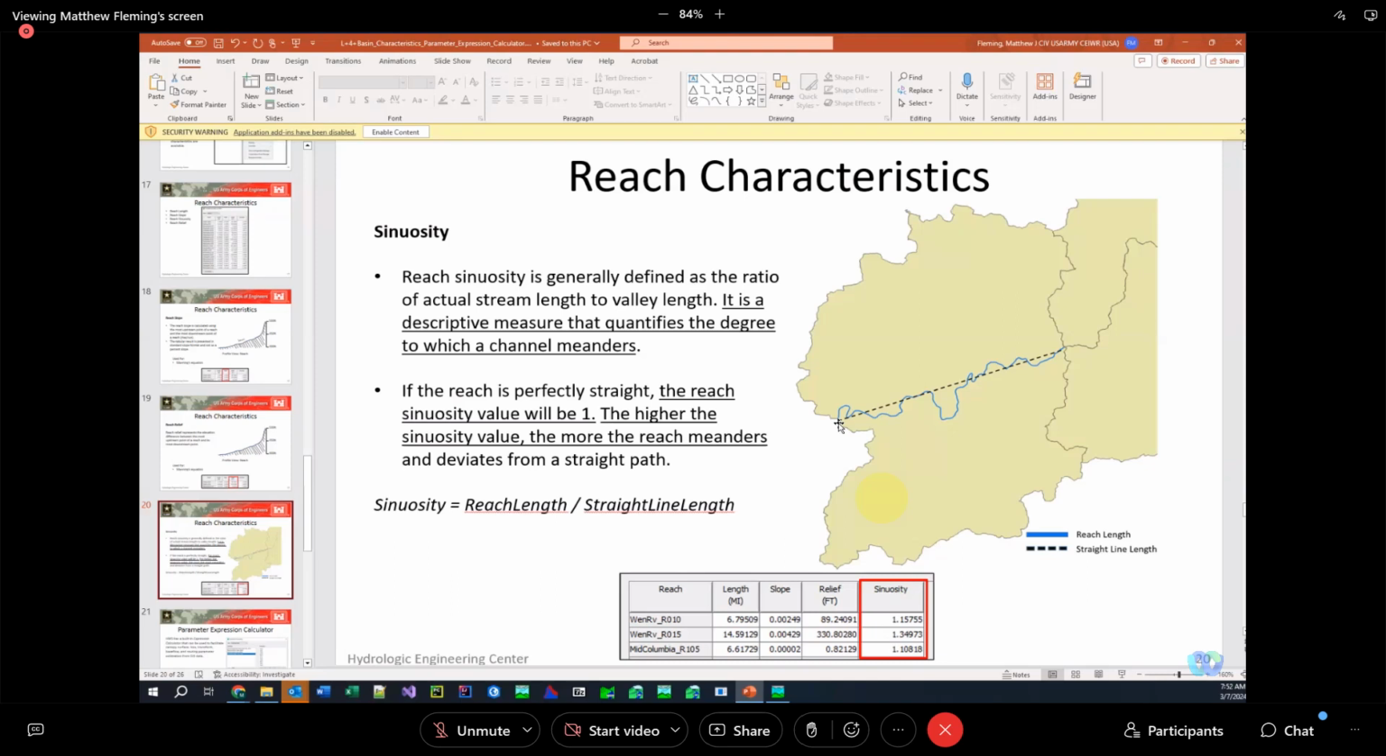And what does a sinuosity mean? If the reach is perfectly straight, then the sinuosity will be 1. The higher the sinuosity value, the more the reach meanders and deviates from a straight path, which makes sense, right? This should help us identify those reaches where water is going to take a long time to travel through that reach segment versus those where water is going to move right through it. Can the sinuosity be less than one? I'm guessing not. One means it's a perfectly straight line, and as you get greater than one, the reach becomes more sinuous.